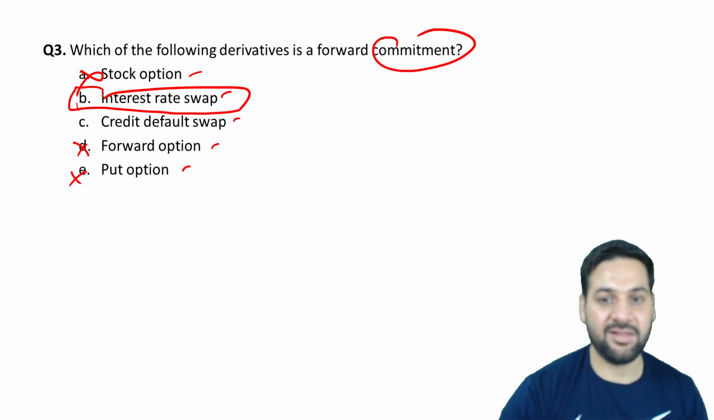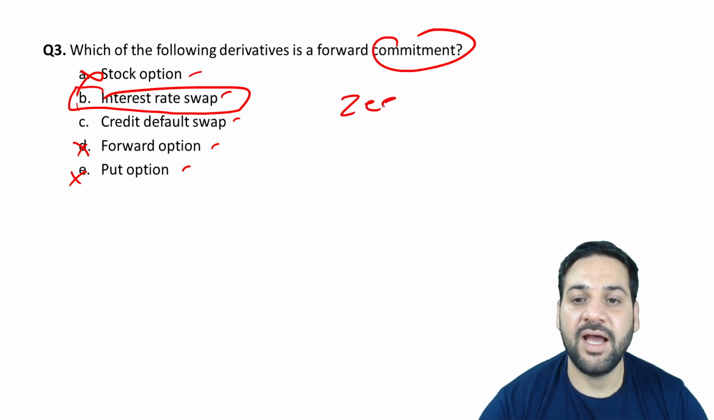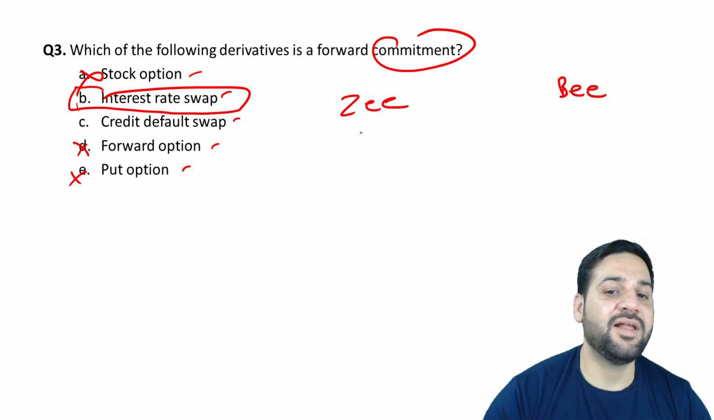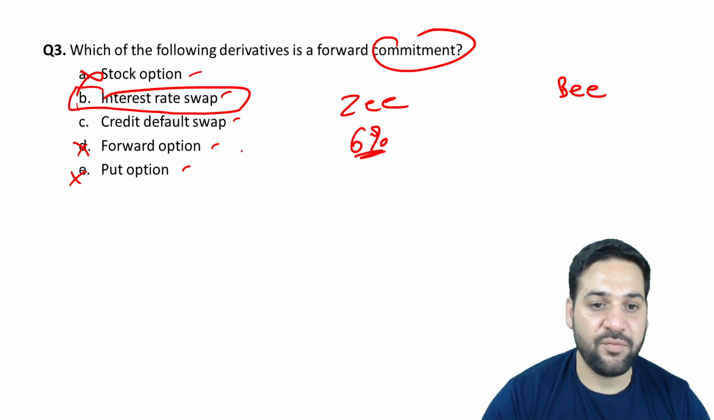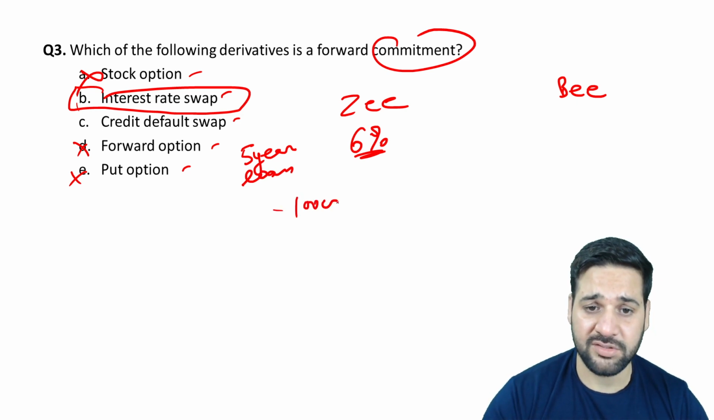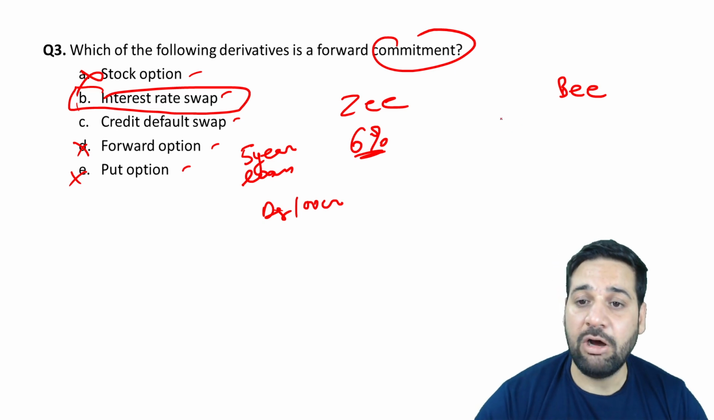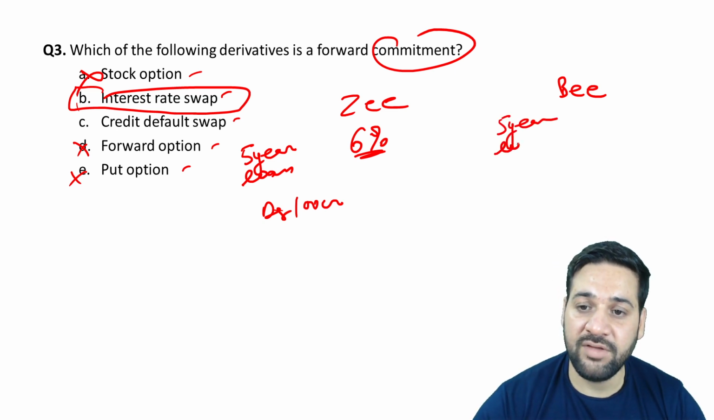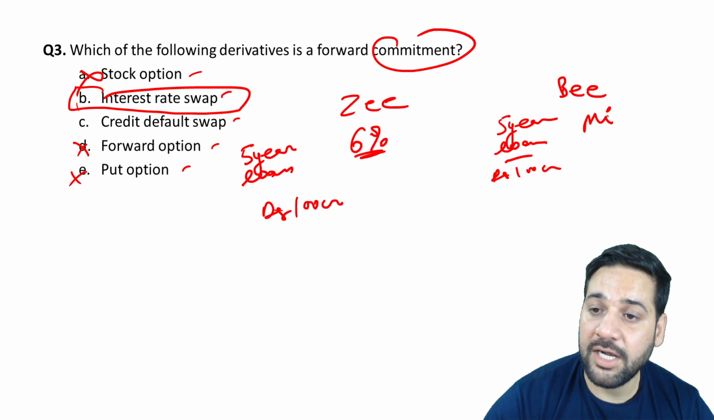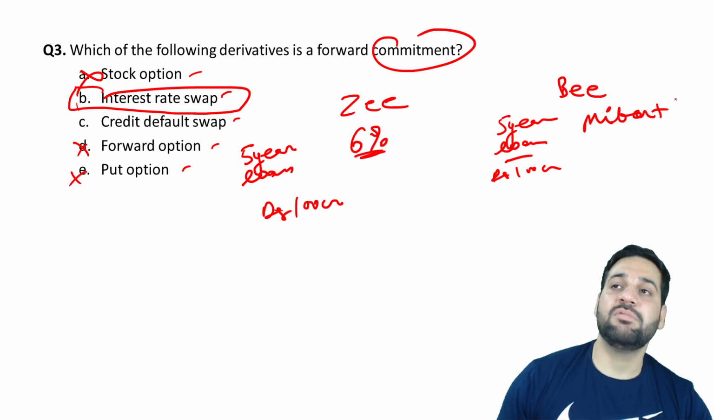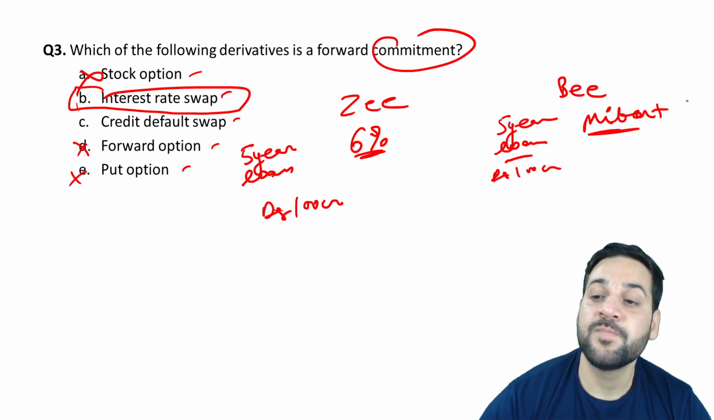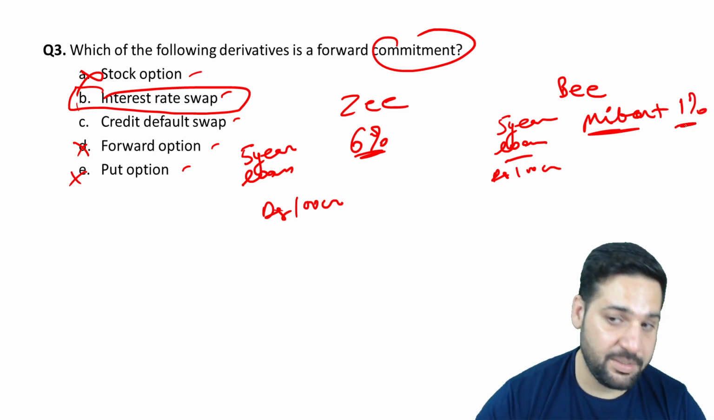So what about the interest rate swap? Let's say there are two companies, Z and B. Z got a 5-year loan of, let's say, 100 crores at 6%. And B got a 5-year loan of 100 crore at MIBOR plus 1%, or 100 basis points. MIBOR is a standard rate, and I would teach that in another class, it's a long topic.